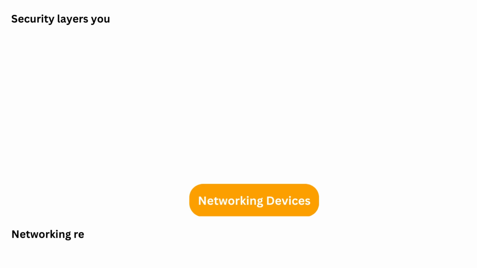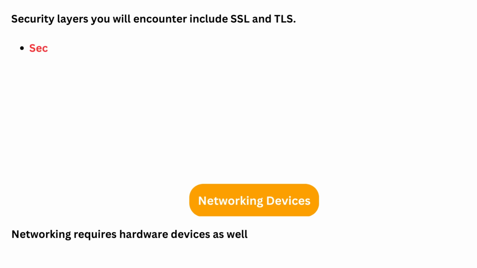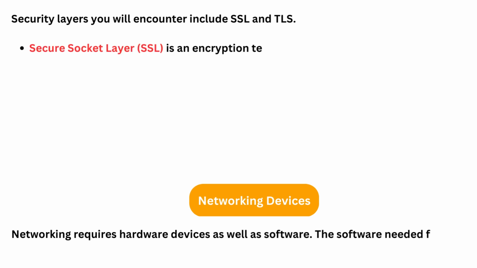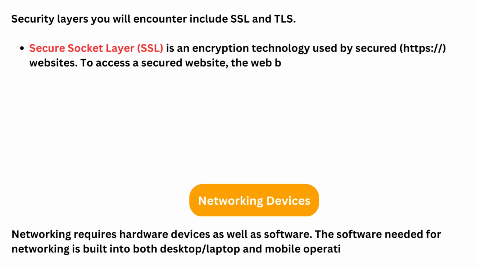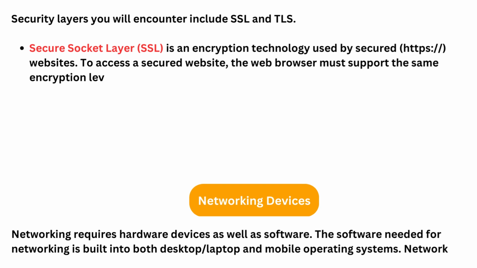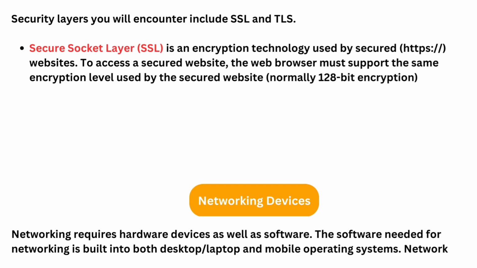Security layers you will encounter include SSL and TLS. Secure Socket Layer, SSL, is an encryption technology used by secured, HTTPS, websites. To access a secured website, the web browser must support the same encryption level used by the secured website, normally 128-bit encryption, and the same version of SSL used by the website, normally SSL version 2.0 or 3.0.